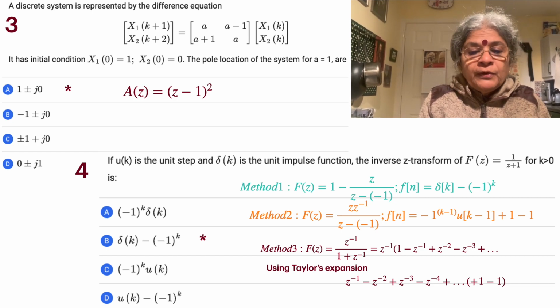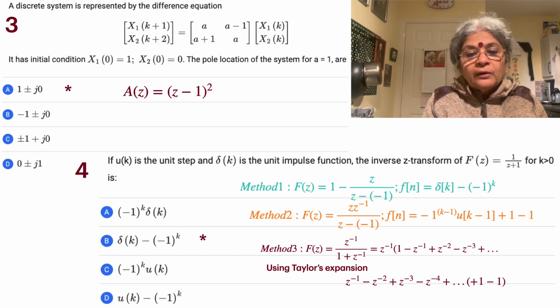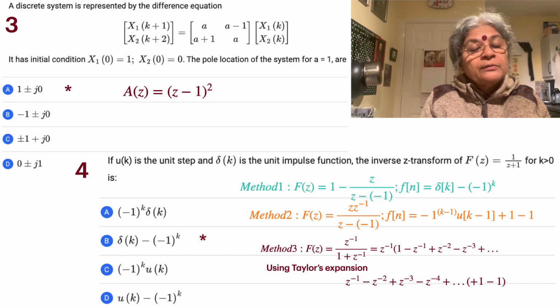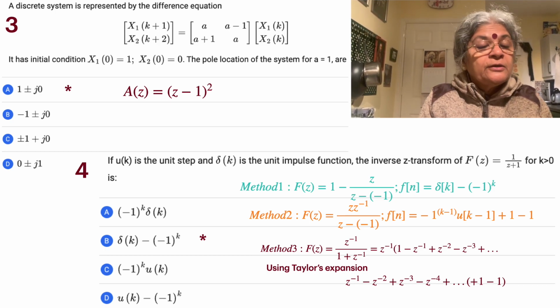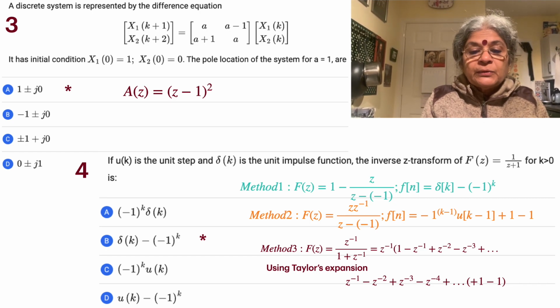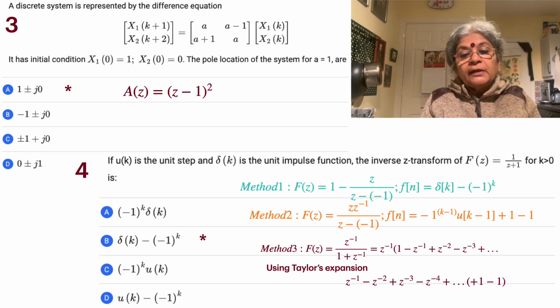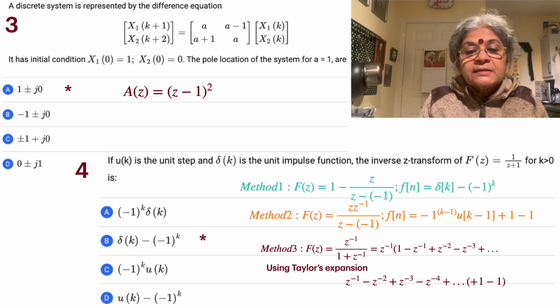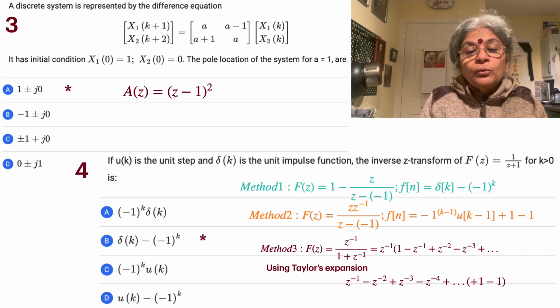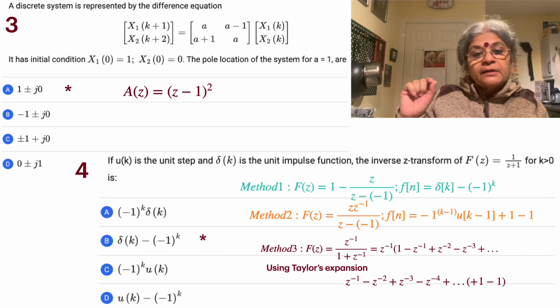Now for the other method, we rewrite F z as z raised to minus 1 divided by z minus minus 1. Now you can take its Z inverse, and you see that it is equal to minus 1 raised to k minus 1 u k minus 1. Why? Because there is a z raised to minus 1 there.